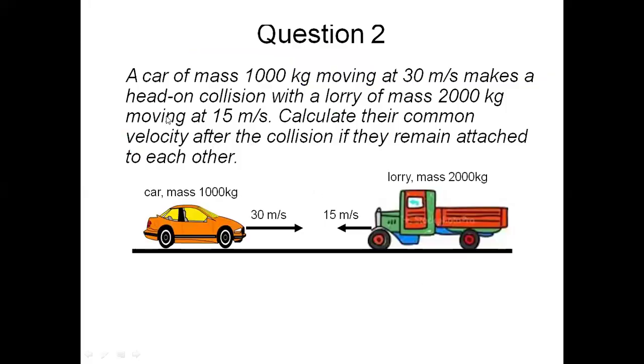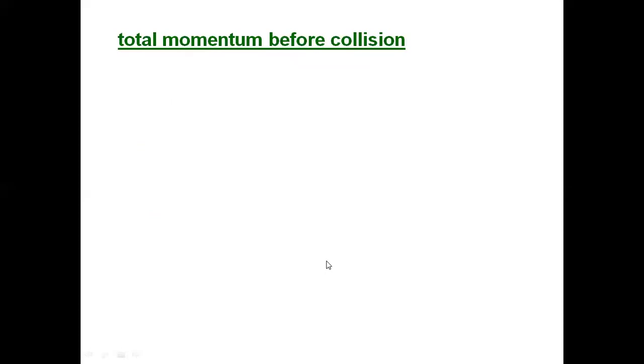Okay, now another question. A car of mass 1000 kg, moving at 30 meter per second, makes a head-on collision with a lorry of mass 2000 kg, moving at 15 meter per second. Calculate their common velocity after collision if they remain attached to each other. Again, they remain attached to each other. So let us check.